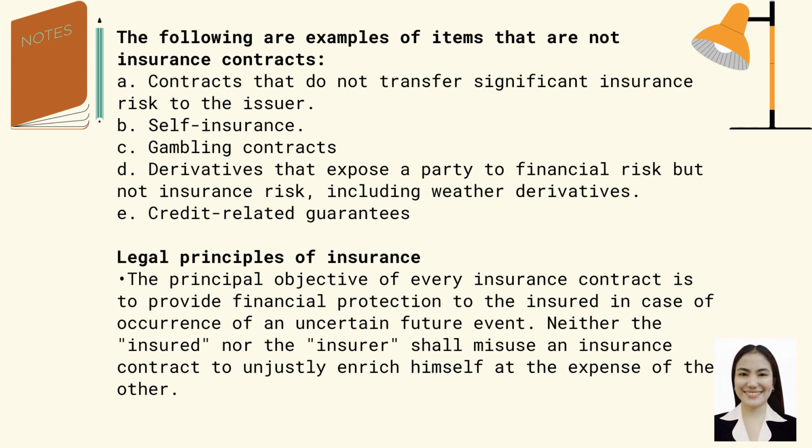Sabi na natin yan kanina na kapag walang significant insurance risk, walang insurance contract. Self-insurance. So, bakit siya hindi insurance contract? Kasi nga, self-insurance dito is walang contract. Next, gambling contract. So, dito pumapasok yung insurance fraud. Derivatives that expose a party to financial risk but not insurance risk, including weather derivatives. And letter E, credit-related guarantees.